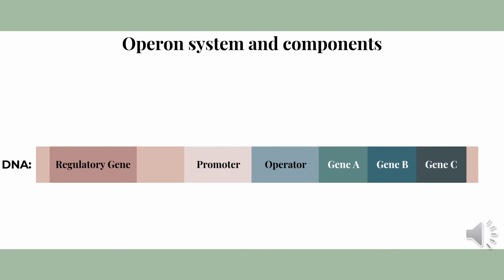Here is the segment of DNA and its parts that are regulated by prokaryotes through transcription. First, we have the regulatory gene, or in the case of the positive inducible system, the activator gene, that is transcribed and then translated into the activator protein.